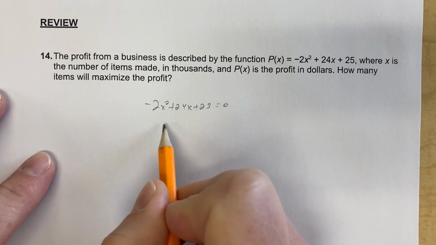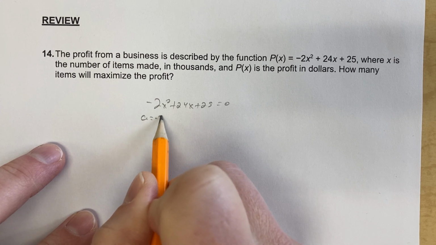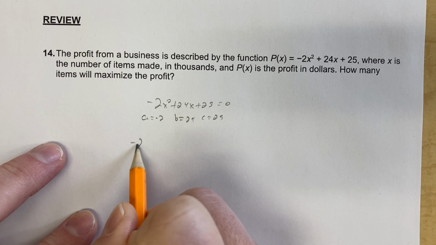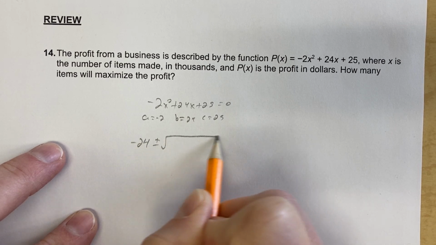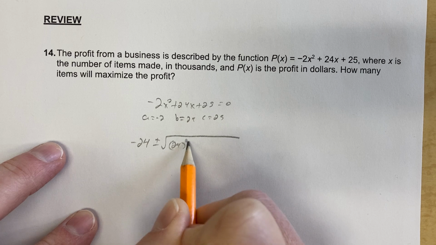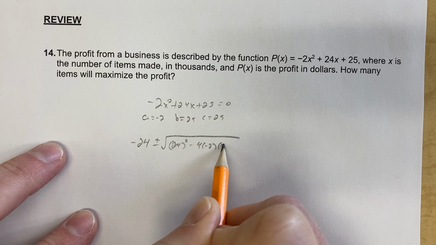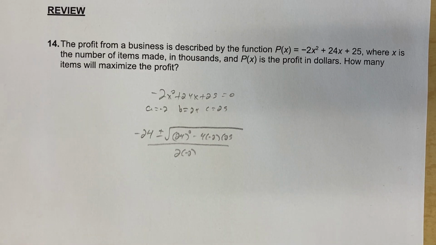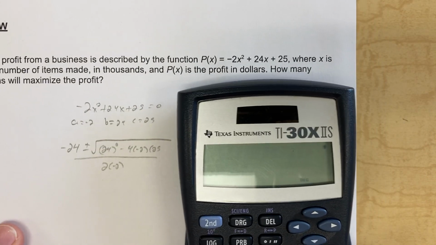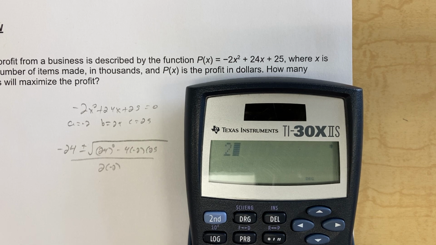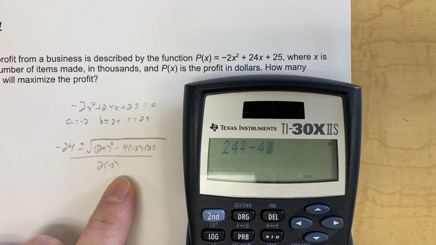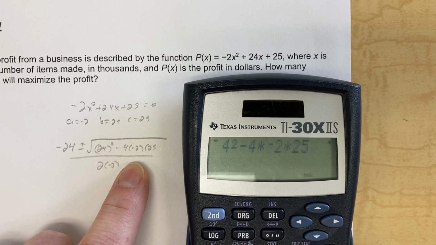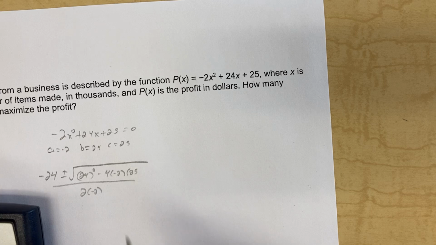So we're gonna use our quadratic formula. A is -2, B is 24, C is 25. So we're gonna go opposite of B plus or minus the square root of B squared minus 4 times A times C all over 2 times A. Okay, so if I take the calculator and go 24 squared minus 4 times -2 times 25, I get 776 inside of there.